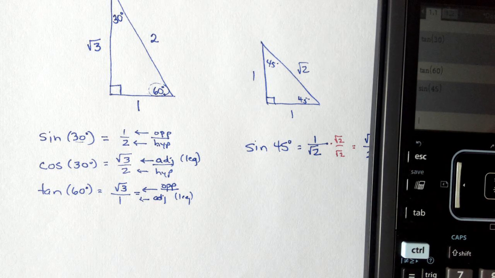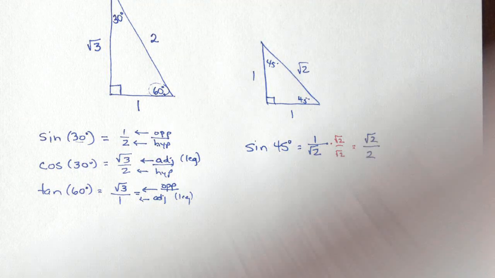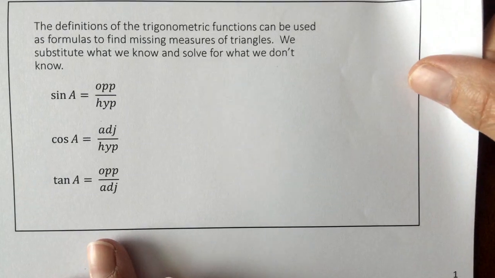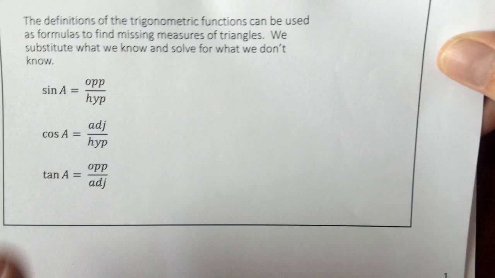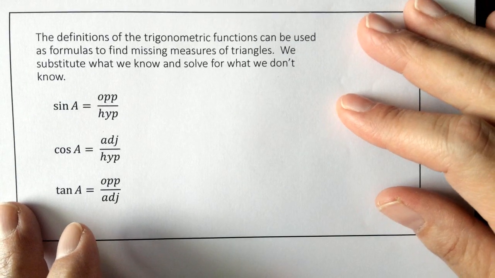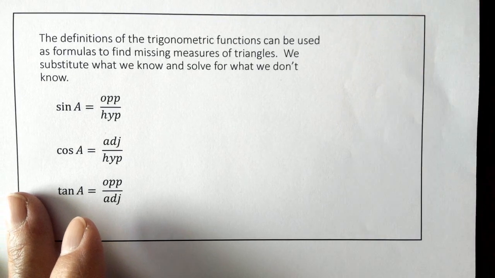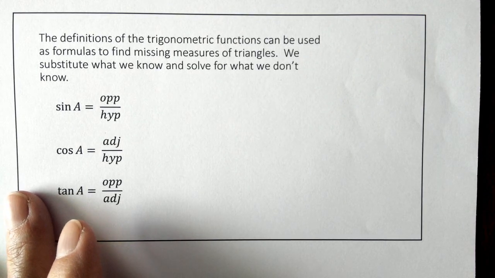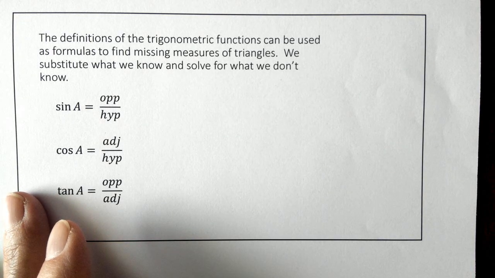Okay, now let's go to the notes and let's summarize that. So back here to the notes. On the second slide of these section 3 notes, we have the formal definitions of the trigonometric functions, or trig functions for short, and they're used as formulas to find missing measures of triangles. We're not going to do that just yet. For now, we're just going to take a look at the definitions themselves.